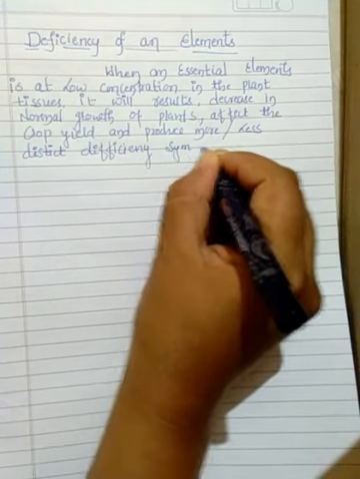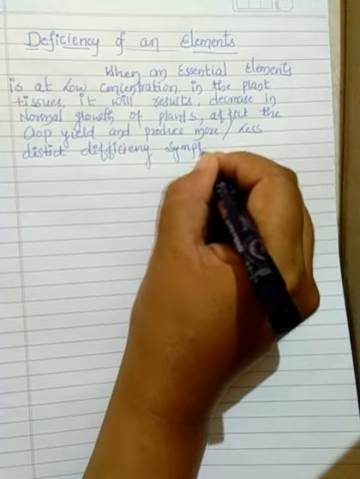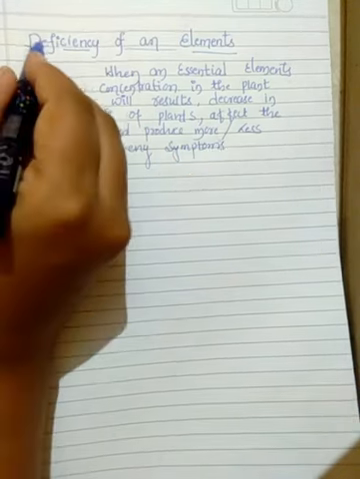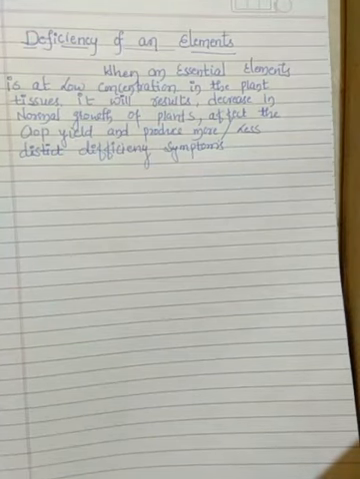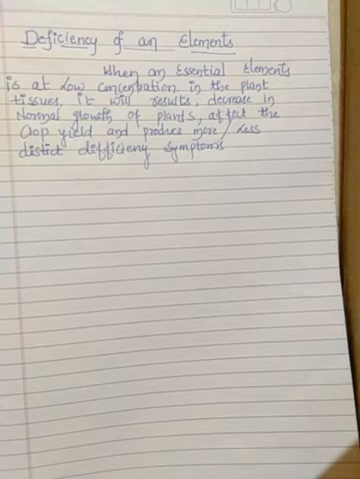So let's see which particular symptoms can be produced because of deficiency of an element. What I mean to tell you is that when essential elements are at low concentration, it means they are in lesser amounts, and it will affect the growth of plant itself. So more or less it will affect the growth of plant. We can discuss that here. So let's start. Which symptoms are we going to deal with here?